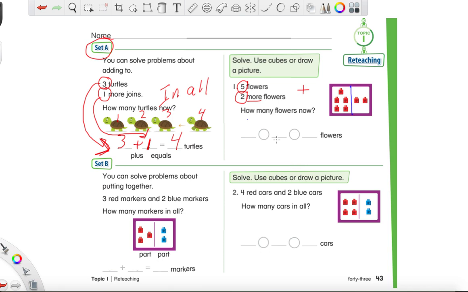Alright, so go ahead and try this one completely on your own. Just like we did over here. Make sure that first number goes first. The second number goes second. You put a nice plus sign. Don't forget your equal sign. And then use the picture to help you find the total. I will give you guys a quick minute.